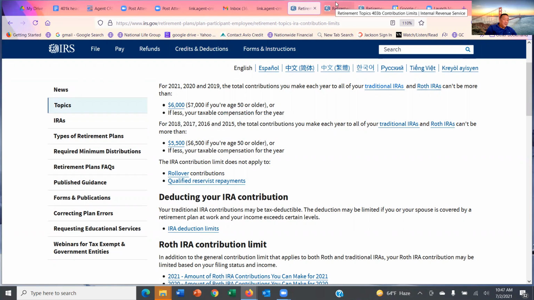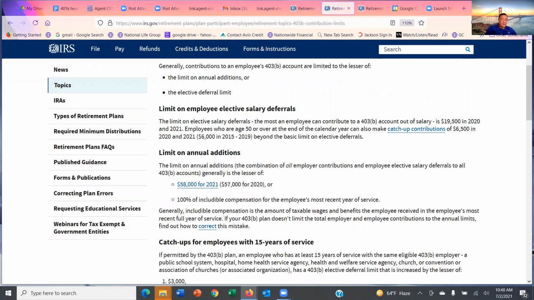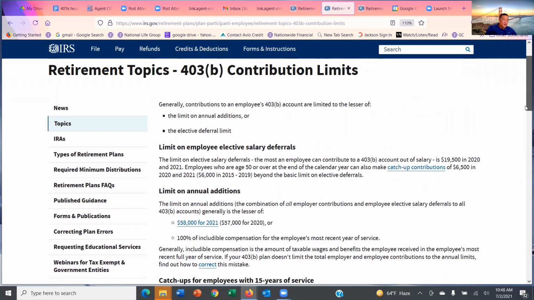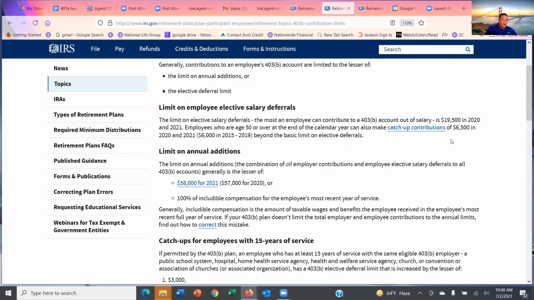Now, in a 403b, it's a big contribution difference. The difference here is in a 403b, you could put in up to 19,500 in the year 2021. So 6,000 as opposed to 19,500. Catch-up contribution in the IRA is $1,000. Catch-up contribution above age 50 in a Roth or in a 403b is 6,500. So a total of $26,000 can go into a 403b if you're age 50 or above.